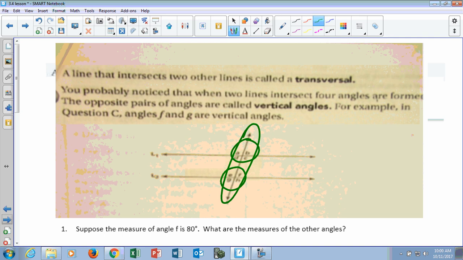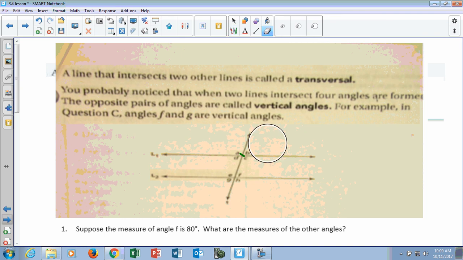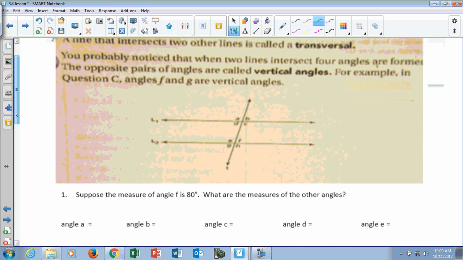Okay, the opposite pairs of angles are called vertical angles. Now, this is different from what we did previously, on the first page, with what we called opposite angles, because those were inside, across from each other in a parallelogram. We're talking about these here. So it says F and G, which you can see right there, are what they call vertical angles. And we are running out of time, so we're going to pause here, and tomorrow we will pick back up where we left off. All right, so let me stop the video.